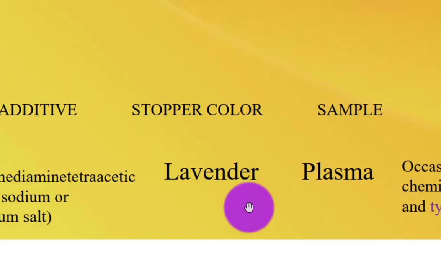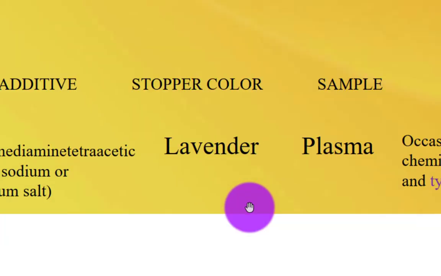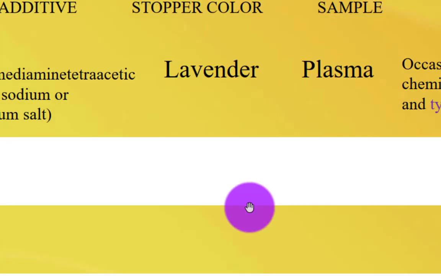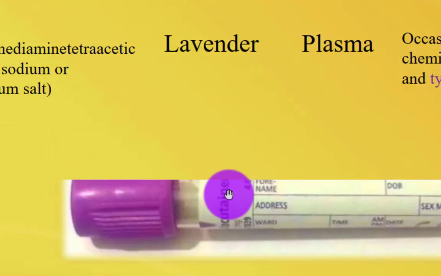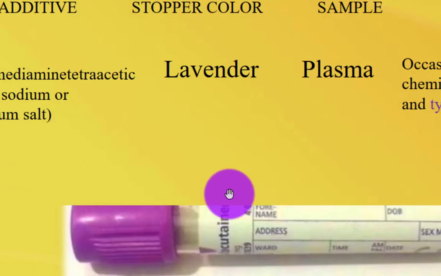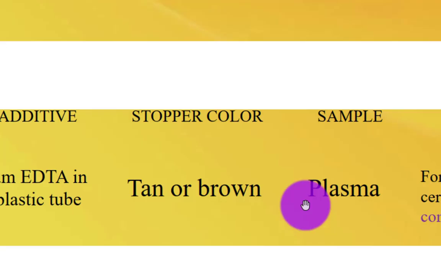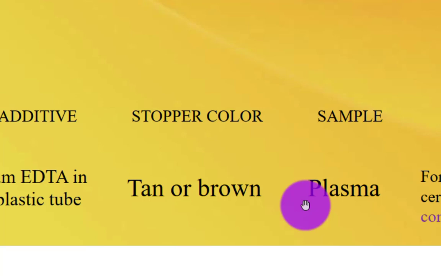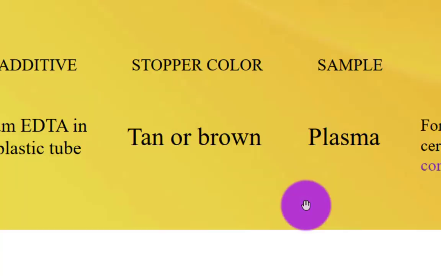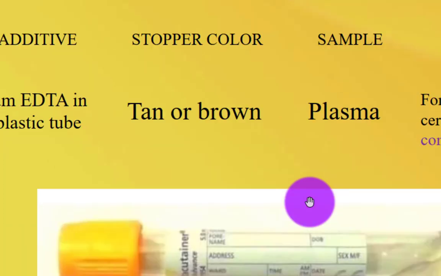Tube additive EDTA, tube color lavender, sample plasma, used for hematology. Potassium EDTA, tan or brown, for blood lead testing tube, very low level of contamination by lead.